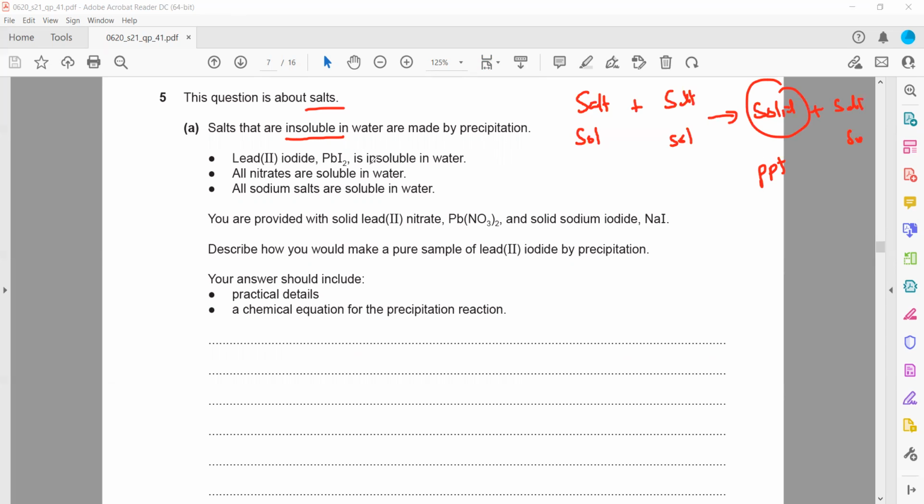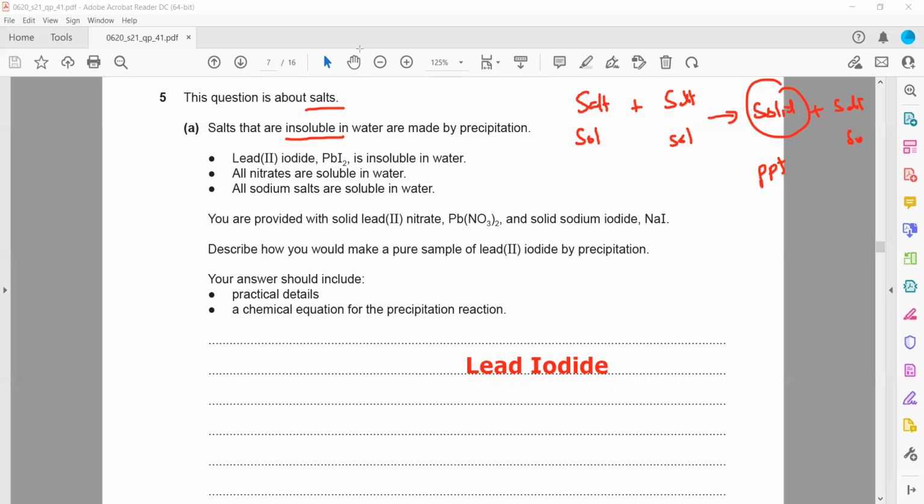So lead 2 iodide is insoluble. All nitrates are soluble and all sodium salts are soluble. So I want to prepare lead 2 iodide, or I can say I want to prepare lead iodide. So which two salts should I mix? First thing, we have to identify which salts we should mix.